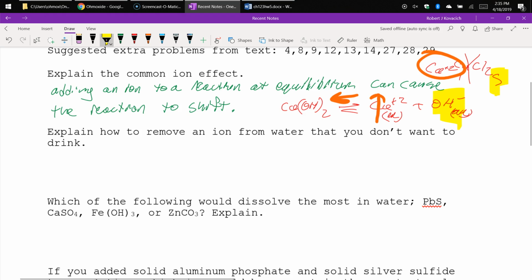That's probably about it. All right, explain how to remove an ion from drinking water that you don't want to drink. So let's say there's lead 2s floating around in some water, and you want to get rid of lead 2s. What could you do? Filter that grabs lead. Sure, but you could add a salt.